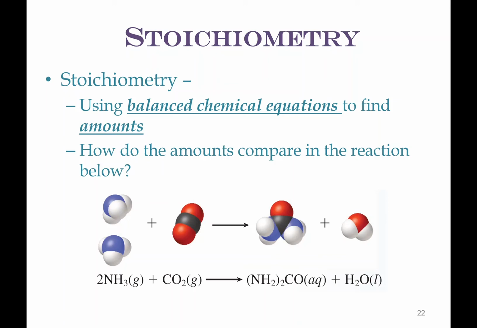Hello, we are back for round number 2 for chapter 6. We're going to start talking about using those balanced equations for stoichiometry. So stoichiometry is how we use balanced equations to find amounts of the chemicals that we need.